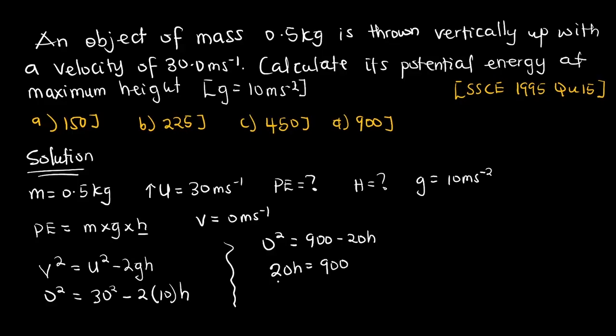To find my height, I'll divide both sides by 20. The 0 will cancel the 0 here, and 2 divides 90, 45 times. So 45 meters becomes my height.